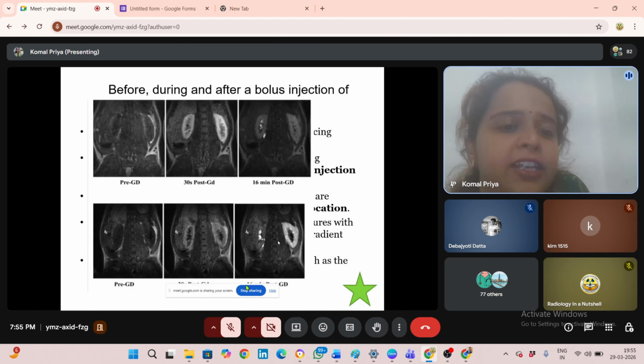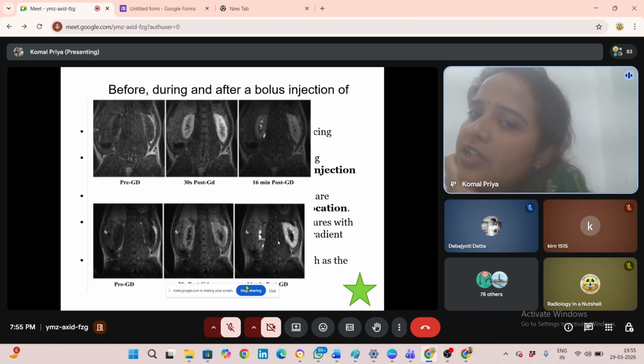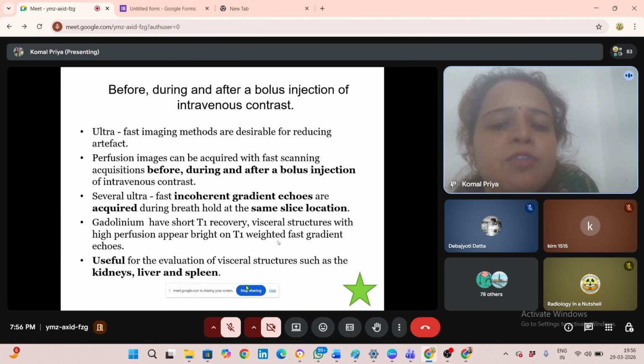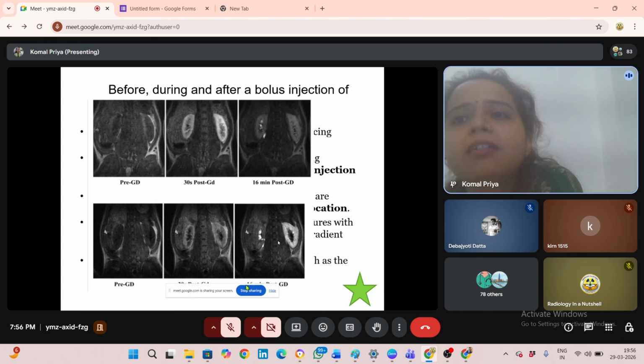That is pre-gadolinium, GD is your gadolinium, 30 seconds post-gadolinium, and 16 seconds post-gadolinium in this pre-post. And the way the radiologist will guide you, you have to create the image after this much time. In that particular moment, you will be acquiring the images. So you can see these perfusion images are very much important in evaluation of visceral structures such as your kidneys. You can see the kidneys here, liver, and spleen.